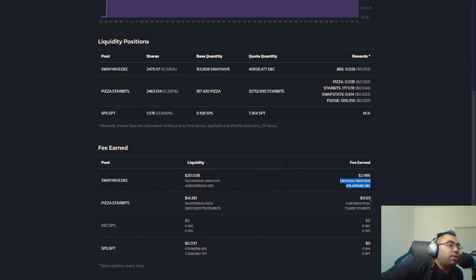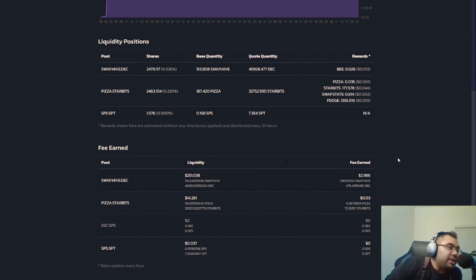So if these are coins that you potentially would think would go up over time, then it's nice to be able to earn in those in case they appreciate in value, or they could always depreciate in value too. And then I also have the Pizza and Starbits here. Now again, I am not earning much because there's not as much volume in this pool.